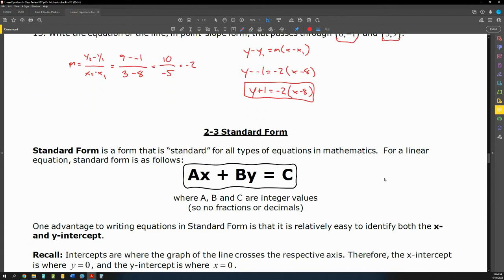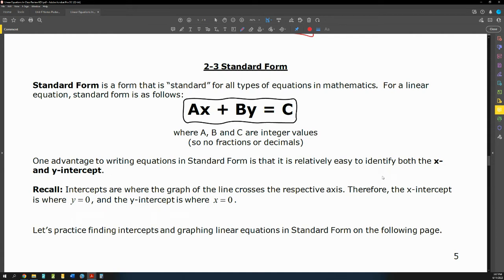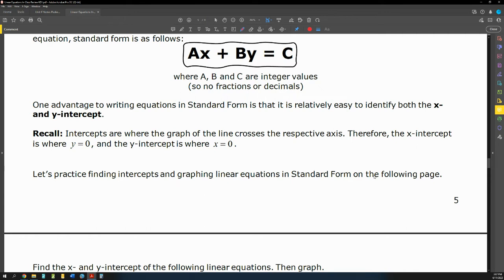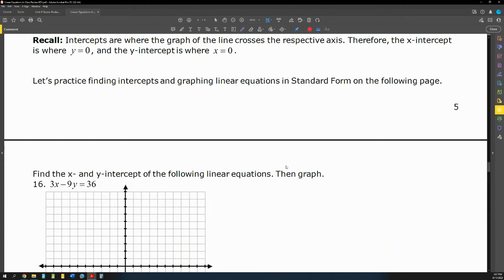All right, last form is standard form, which is ax plus by equals c, where a, b, and c are integers, not fractions, not decimals. So one of the advantages of writing linear equations in standard form is that it's pretty easy to find both the x and y intercepts. Remember, intercepts are where the graph of the line crosses the axis. So when we talk about y-intercept, that's where the graph crosses the y-axis. And likewise, the x-intercept is where the graph crosses the x-axis. Algebraically, the x-intercept is where y equals 0, and the y-intercept is where x equals 0. So let's go ahead and find intercepts and graph linear equations in standard form on the next page.